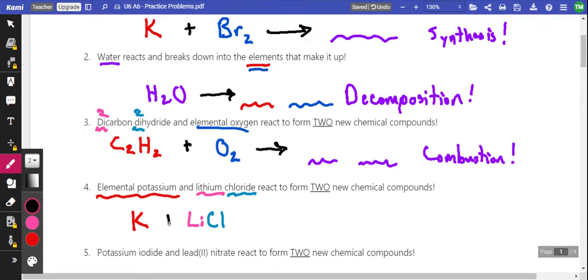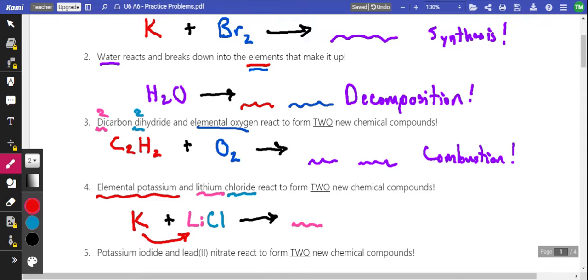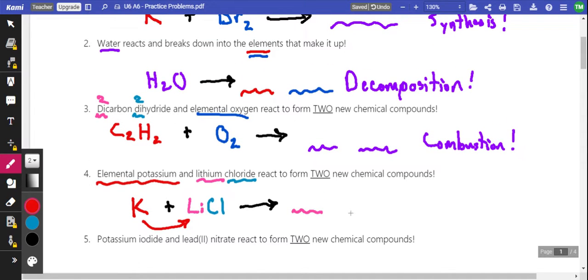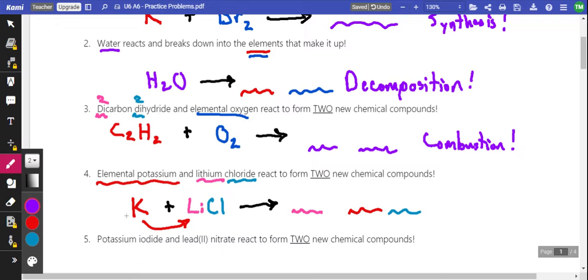If I were reacting these two things together, I'm going to end up with one of these elements kicked out on its own, as the potassium is going to come and swoop in and take the place of something else. Now how do I know that? Because we have a pure element reacting with a compound. That is a great sign of a single replacement reaction.